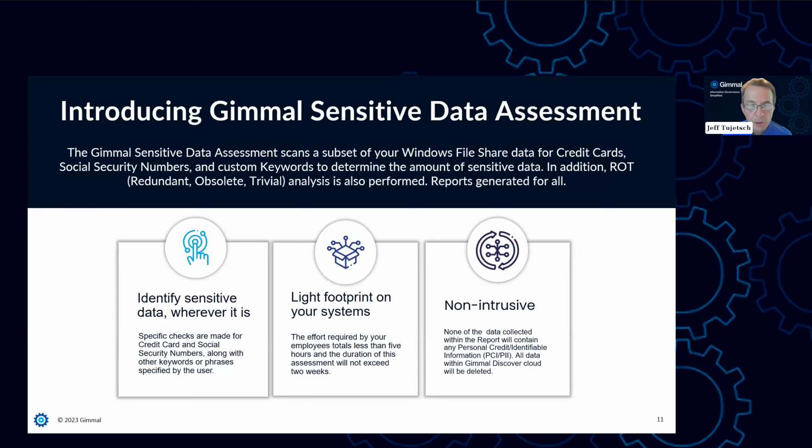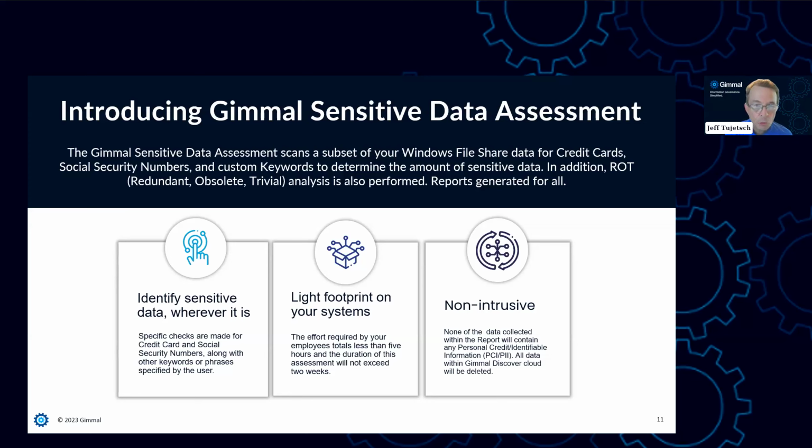So the way Discover is deployed, and we'll get into the architecture a little bit here, is you would simply spin up a VM in your environment. We'd install the Discover components on that together. And then one of the things that's installed is an agent to go out and connect to your file share. It's going to look for credit cards, it's going to look for social security numbers, and it's going to look for custom keywords.